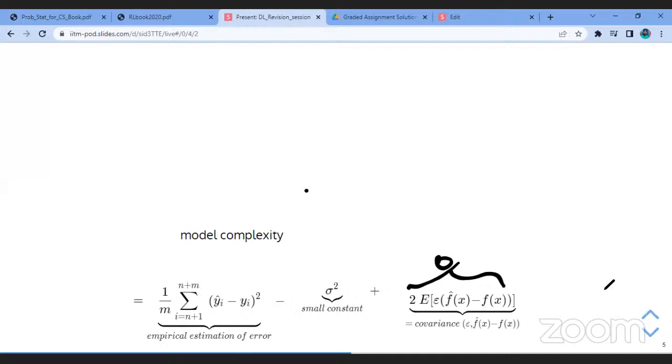So we try to approximate this term again, because to compute this expectation we need the true probability that we don't have. So again we need some sort of approximation. That's where Stein's lemma comes into the picture. So overall, we have this beautiful curve that summarizes everything.